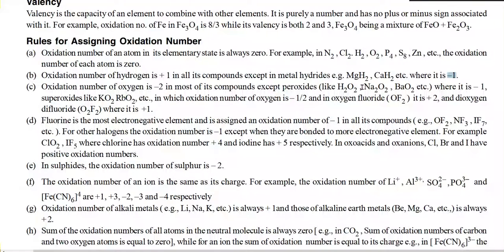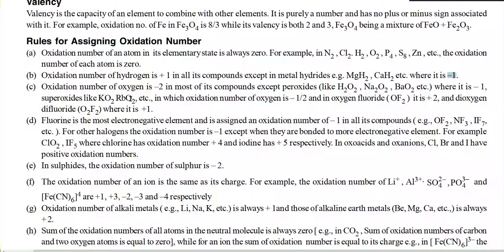So, hydrogen with metal. Here hydrogen is combined with metal. So in the case of metal hydrides, the oxidation number of hydrogen is always negative. But in the rest of the compounds, the oxidation number of hydrogen is always +1.